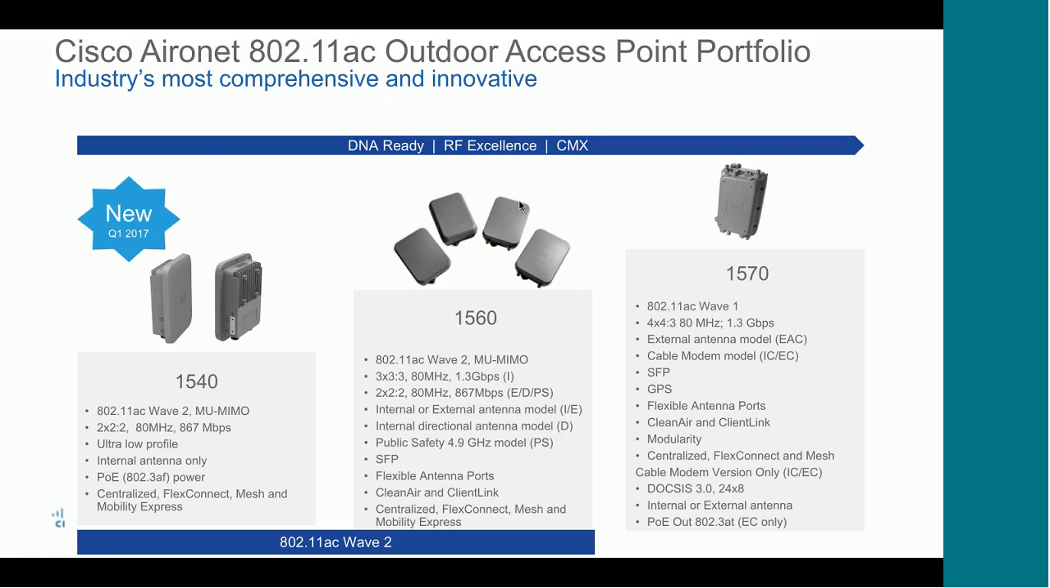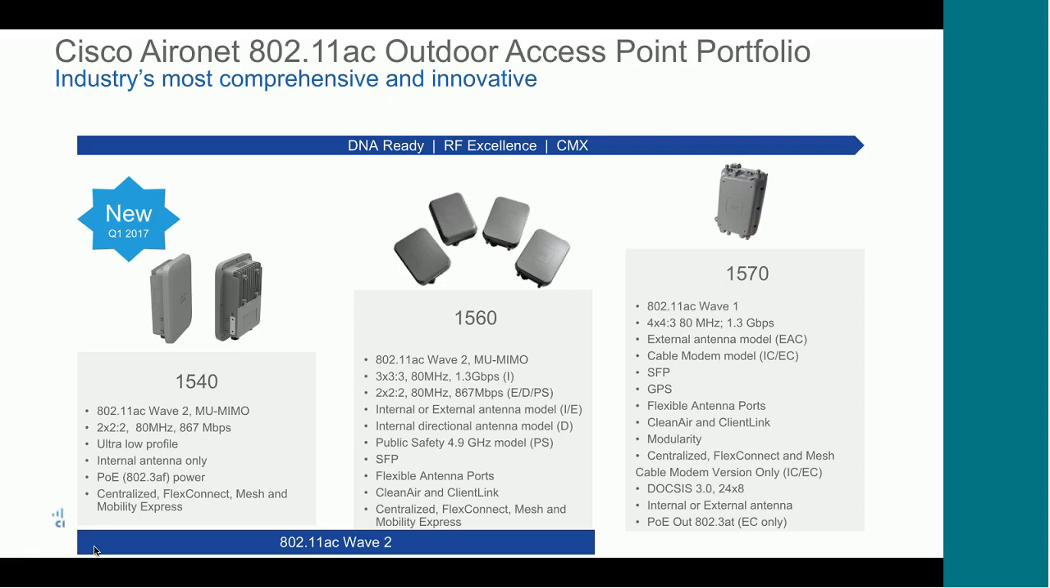It's a 2x2. It's a low profile access point. It only comes with an internal antenna model. There's no external option for the 1540. It comes with an internal, which is an omnidirectional or a directional model, which provides a directional coverage.